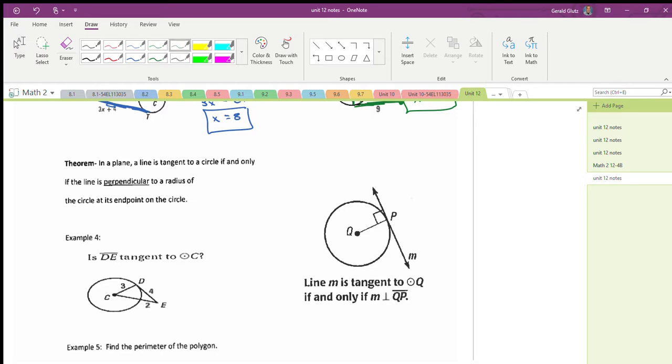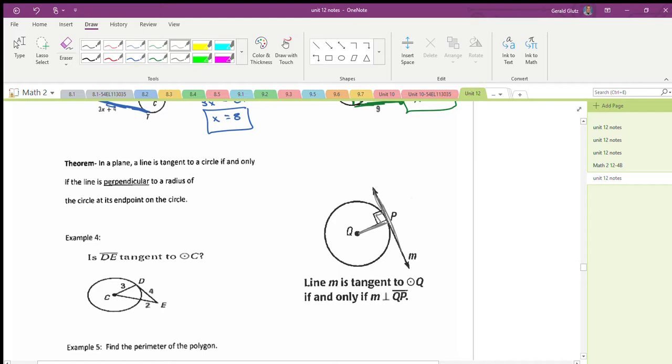And then another theorem that we have. This is kind of what I was just talking about in that last example. So if we got a tangent line and a radius, then a tangent line and a radius will always form a 90-degree angle. They will always be perpendicular to each other. So if we know this is a radius and we know this is a 90-degree angle, then that tells us this has to be a tangent line.